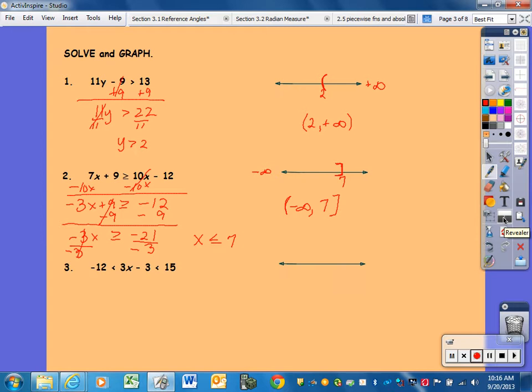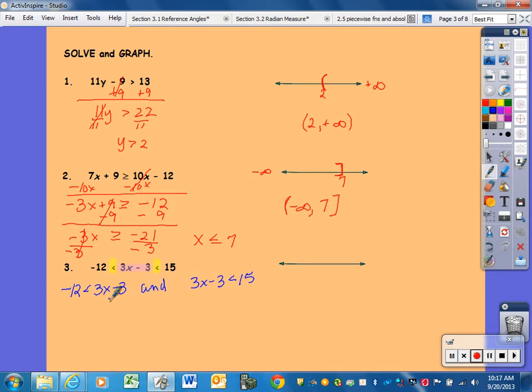Now let's try this one. Negative 12 is less than 3x minus 3, which is less than 15. This time I have 2 inequality symbols. Whenever I have 2 inequality symbols, I have to take what's in the middle and pair it to the front, and what's in the middle and pair it to the back. So that means negative 12 is less than 3x minus 3, and 3x minus 3 is less than 15.